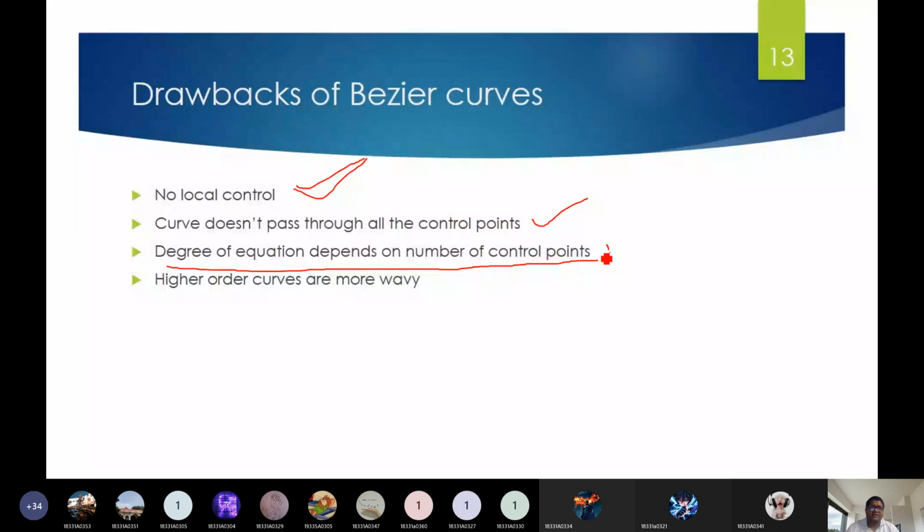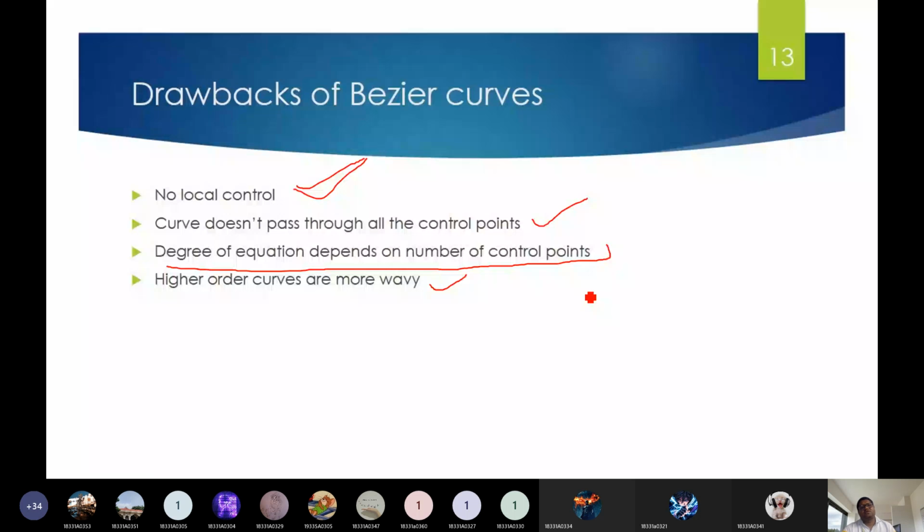So that's the reason for a higher number of control points, people don't prefer pure Bezier curves, and the higher order curves are more wavy. Yeah, higher order curves are also more wavy in the case of a Bezier curve.